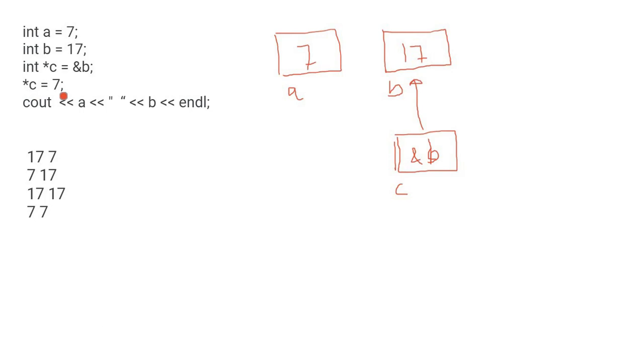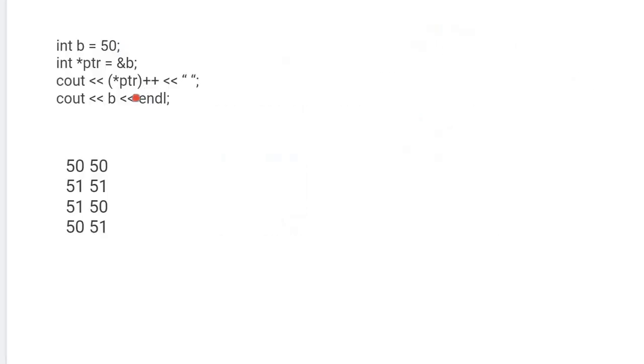Now we make star C to be 7. Star C means this memory location, whose value is 17. I'm sorry, star C is made 7, not 17. It was 17, now it is made 7, so this value will be overwritten. So the value of A remains as it is, 7, and now the value of B also becomes 7. So option D, the last option, is correct. I hope it is clear to you.